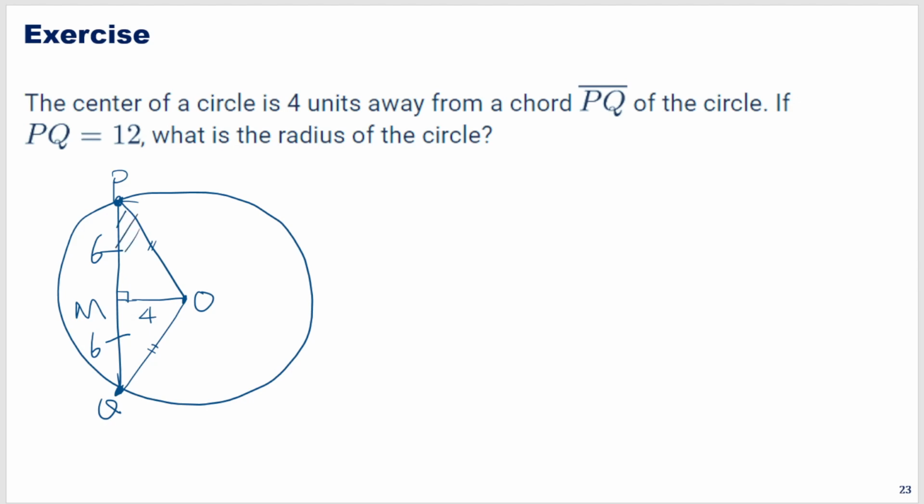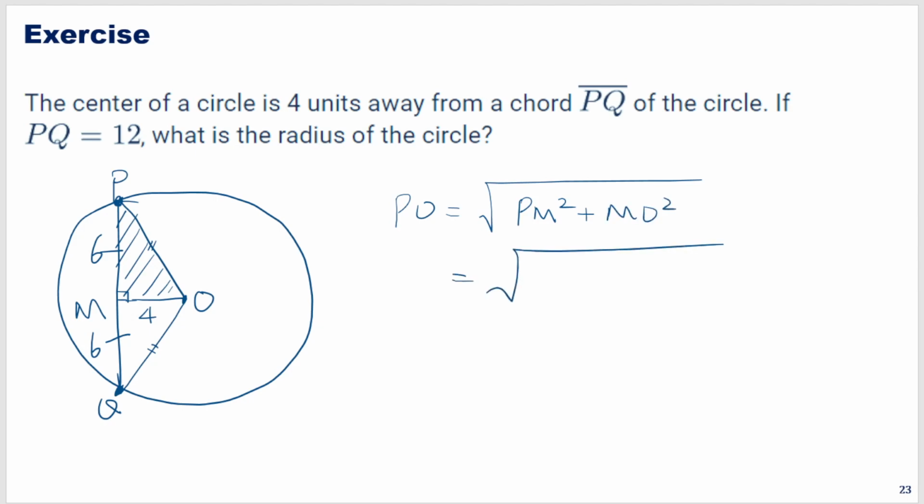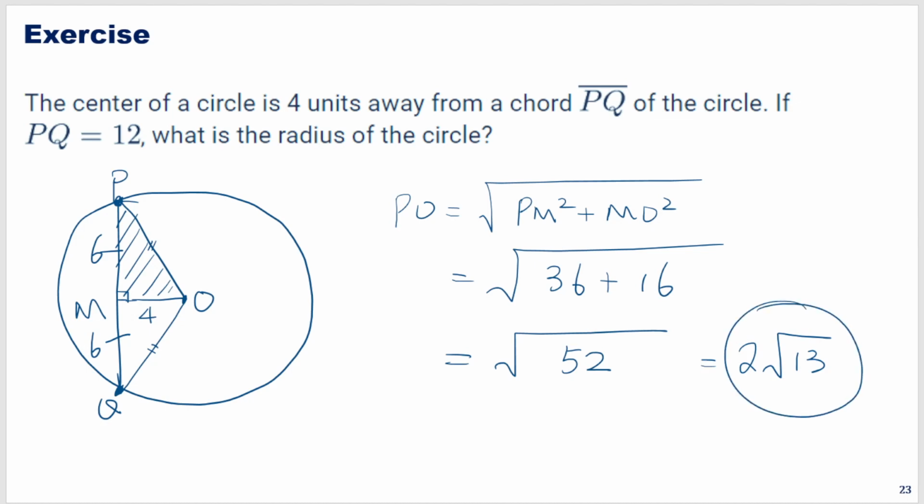And in right triangle PMO, we know PO should equal square root of PM squared plus MO squared. And this gives us 36 plus 24, which is square root 60. Oh, sorry, MO is 4, so that's 16. So that's square root of 52, right? And we can simplify that to 2 times square root 13. So that's the radius of the circle, right? Can you follow me?